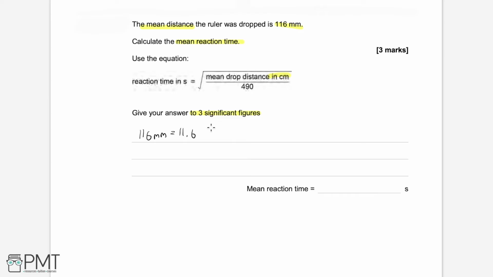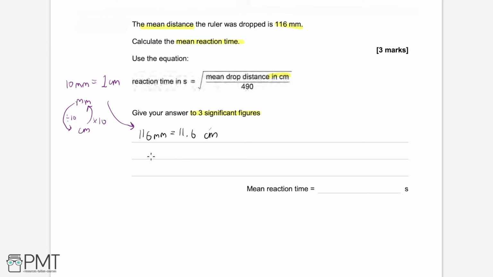So let's convert 116 millimeters, the drop distance, into centimeters, which is 11.6. This is because 10 millimeters equals 1 centimeter. Therefore, to go from millimeters to centimeters, we divide by 10. On the other hand, to go from centimeters to millimeters, we multiply by 10.